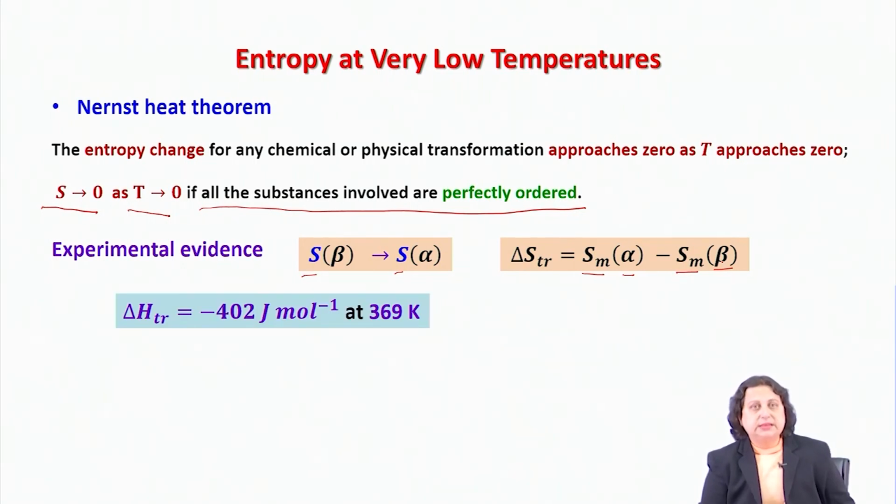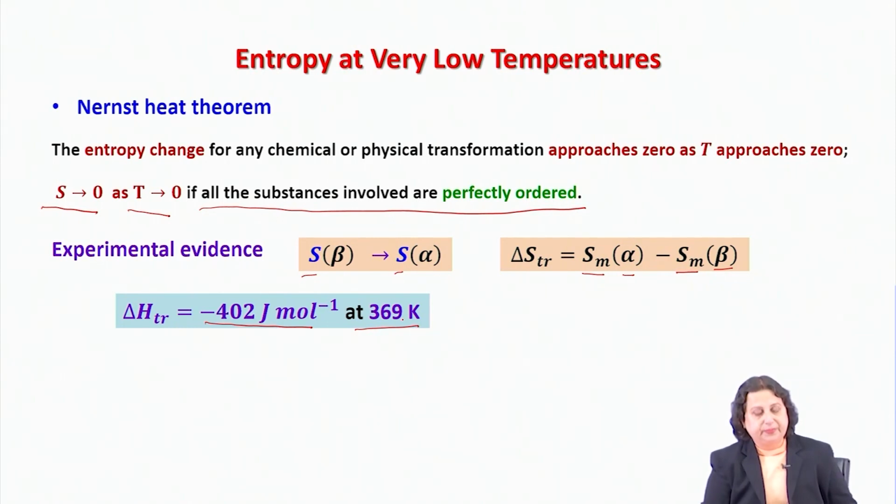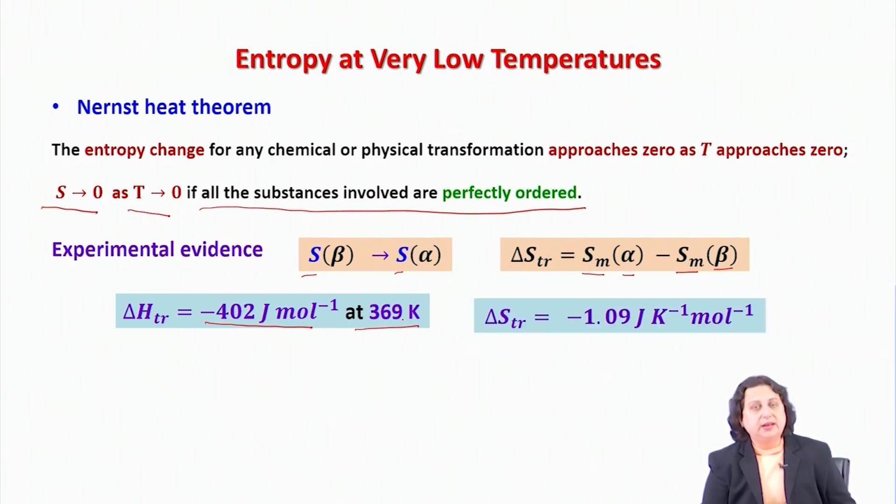Now, from experiments, it is possible to determine the enthalpy of transition. And it is found that the enthalpy of transition is minus 402 joules per mole at 369 Kelvin. Therefore, this is an instance where I know the temperature of the transition and the enthalpy of the transition, so I can immediately calculate the change in entropy during this transition. So now I find that Sm alpha minus Sm beta is equal to about minus 1 joule per Kelvin per mole.